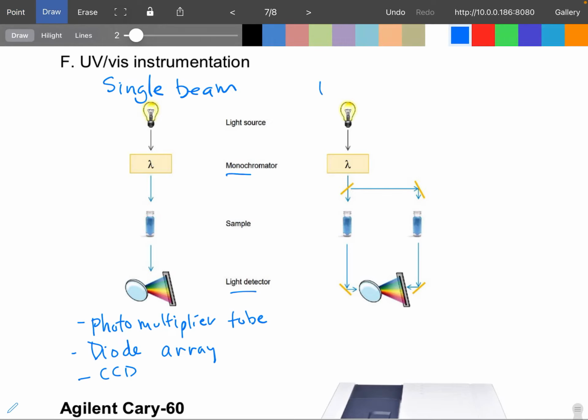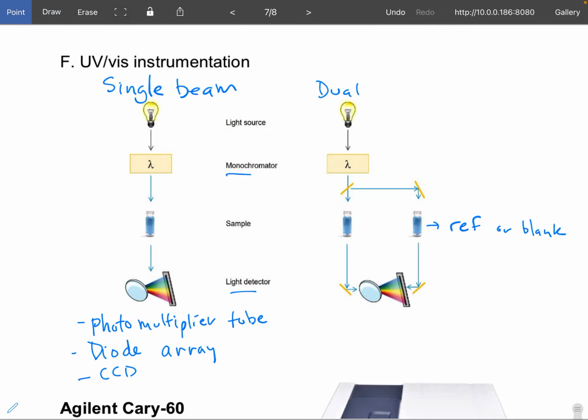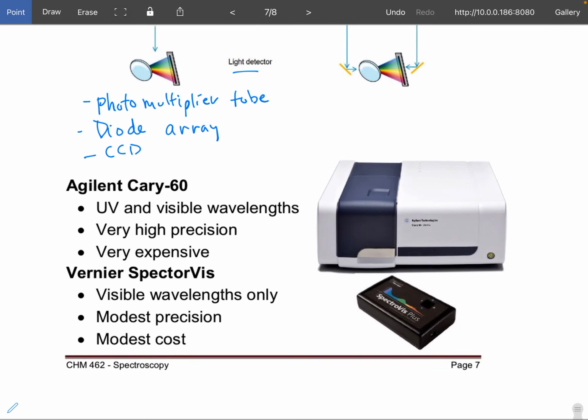But a dual beam, shown here, always has a reference cell. So this is reference or blank, however you want to consider it. And then our sample is put here. And so it kind of splits the light, and it always has a blank or a reference that it can look at. For us, we're going to always be looking at single beam instruments for the experiments that we are doing.